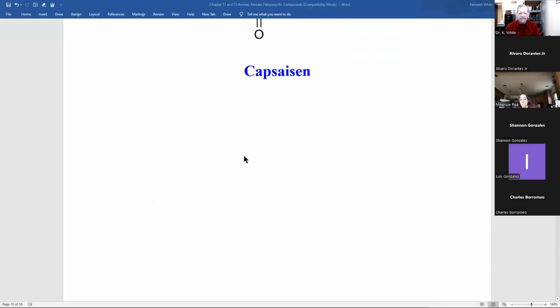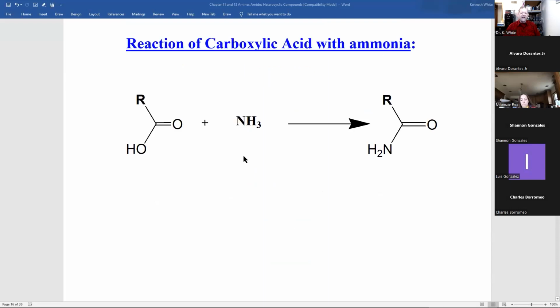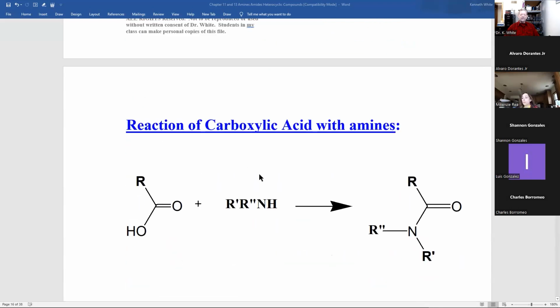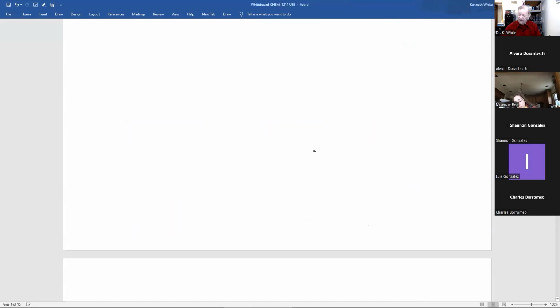All right, let's get back to amides. Now, how do you make an amide? I have here ammonia. Let's skip this slide and you'll see why. Because you can take either ammonia or a primary or secondary amine to make an amide. Since I wrote these slides, I've come up with a better way of showing this. And what's that better way? Well, here it is.